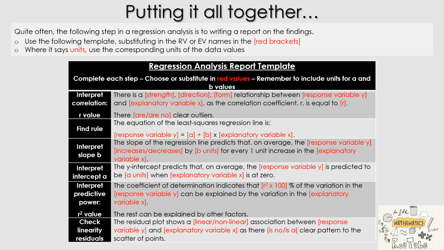It's essentially just putting the R value, the rule, the slope, the intercept interpretations, interpreting the R squared value, which is the coefficient of determination, and then finishing off with that comment about the residual plot and what it shows between the EV and the RV, the two variables. So like I said, there's your template. Please feel free to use it to assist you in putting it all together in terms of the regression analysis.